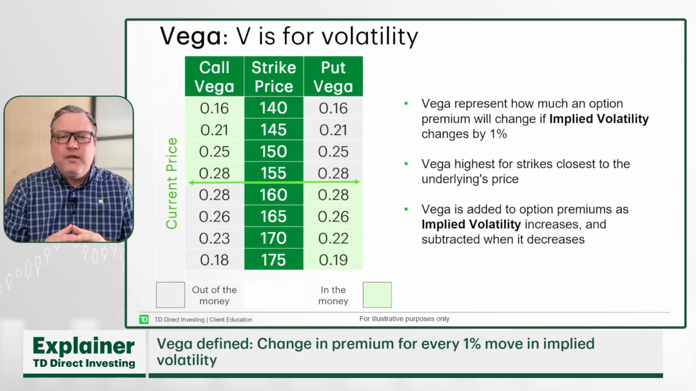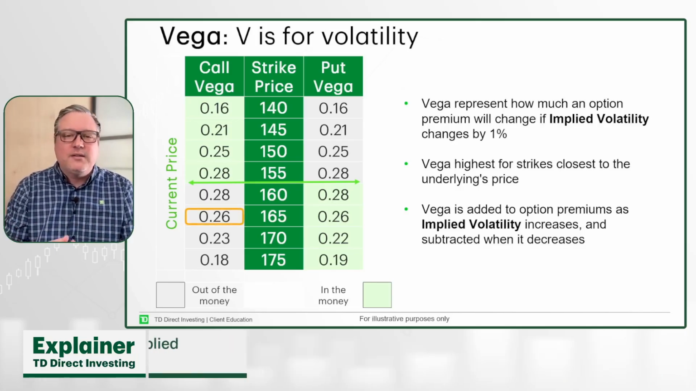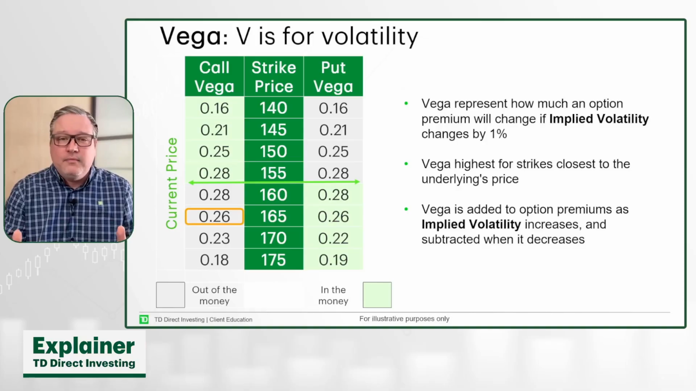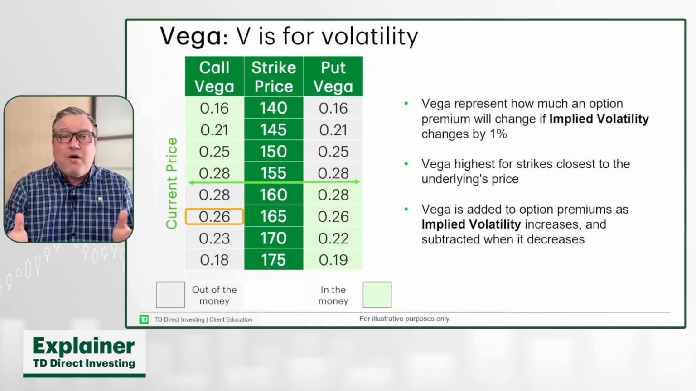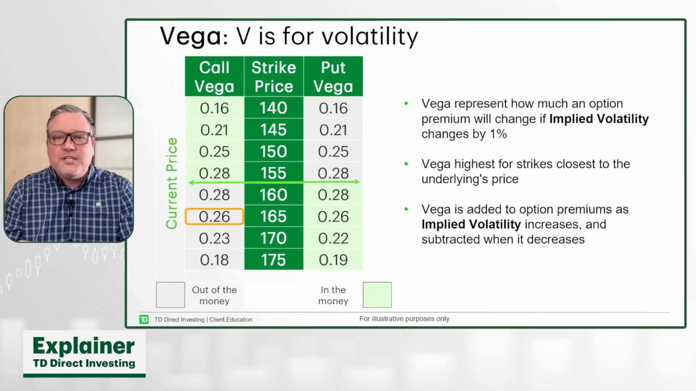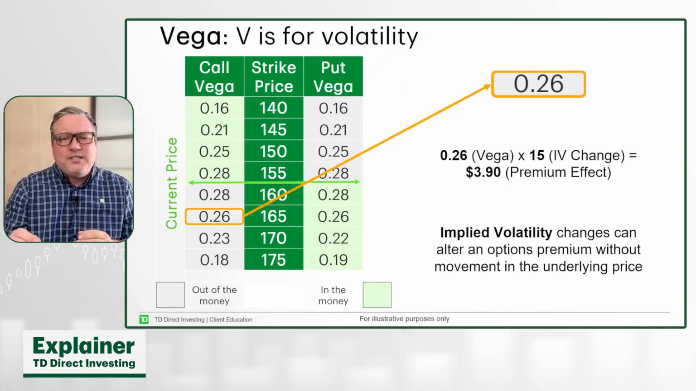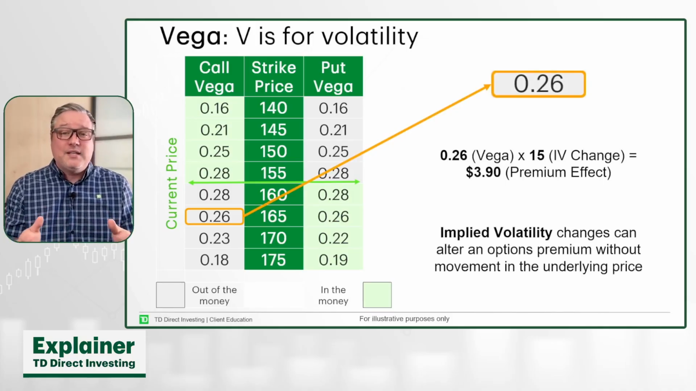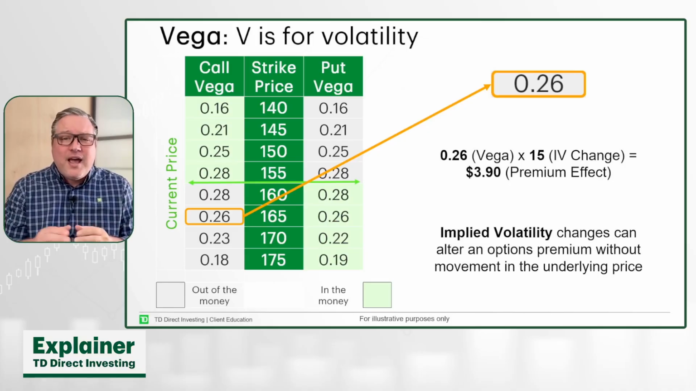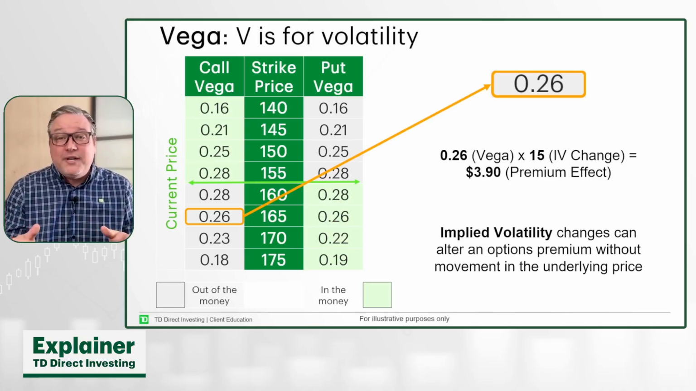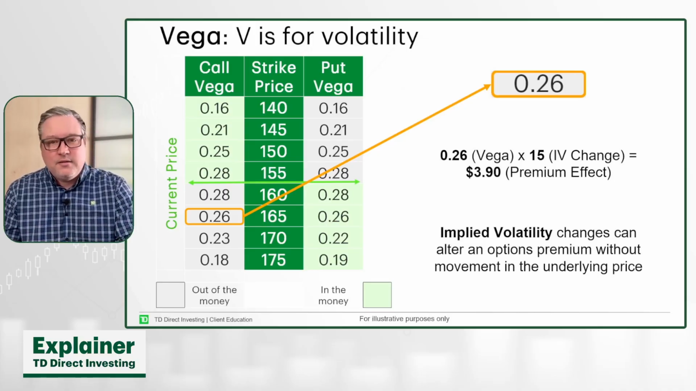Let's walk through an example. If IV increased by 1%, simply add Vega to the premium. Since implied volatility is, volatile, it's not uncommon for it to move in larger chunks. What if it increased by 15%? Using the example on the screen, take the 165 calls with a Vega of 26, multiply it by the change, and this tells you the option premium will increase by about $3.90, really demonstrating how option premiums can move even without much change in the underlying price.